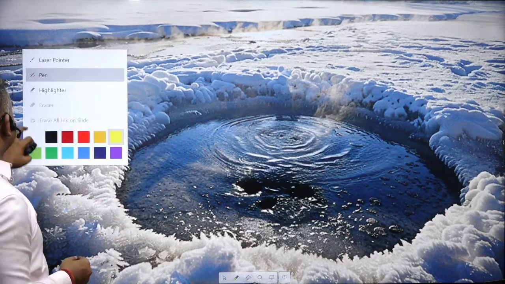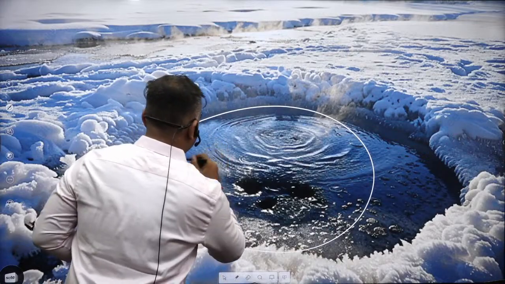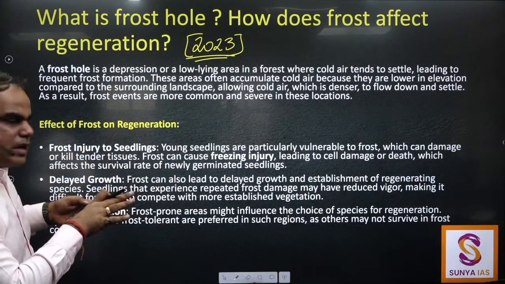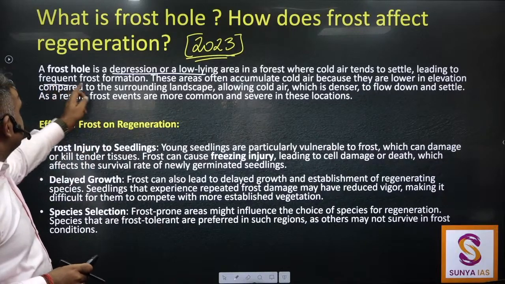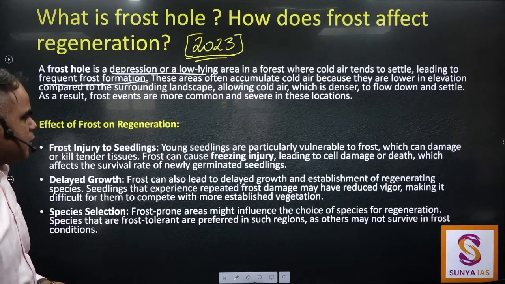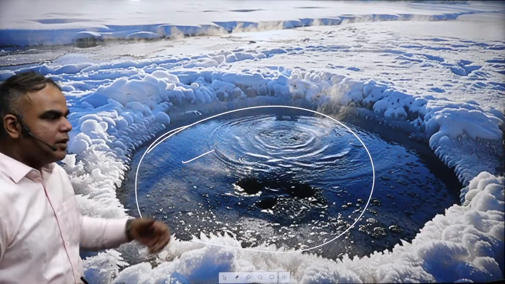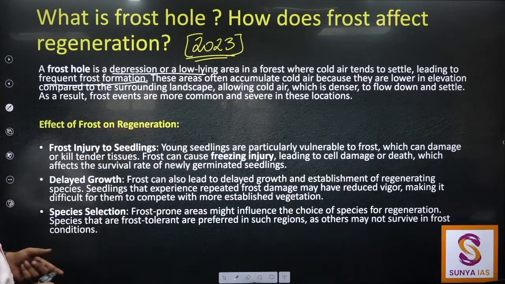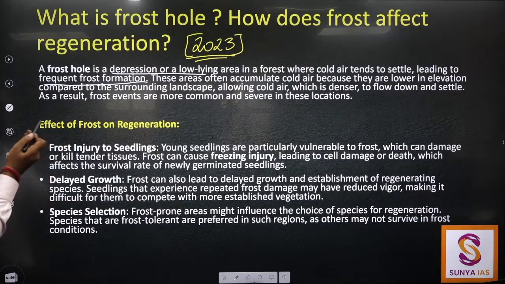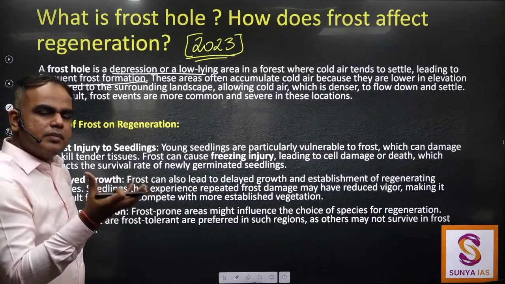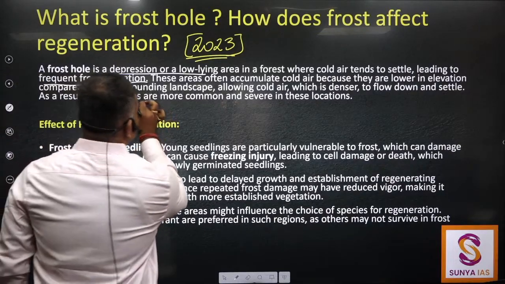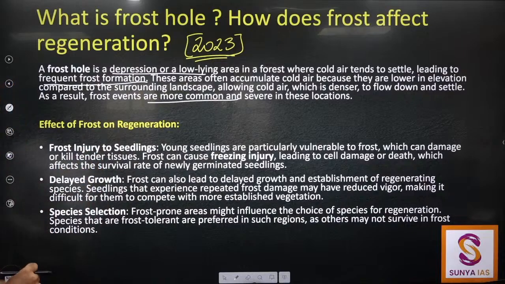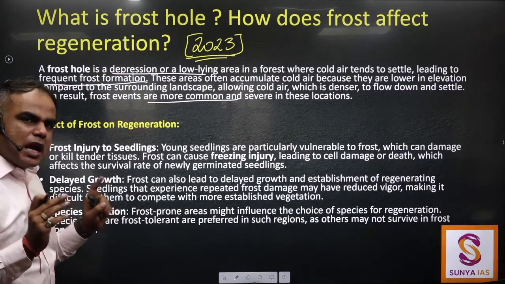When we see the frost hole, there is going to be a kind of depression, a low lying area where the cold air tends to settle. Because of that there is going to be a lot of frequent frost formation. We can see this is a depression or a low lying area wherein the cold air has started to settle. These areas are lower in elevation compared to the surrounding. We know hot air is light, it will go up. Cold air is denser, it will settle down. Then how does frost affect regeneration, and what is the impact of frost?